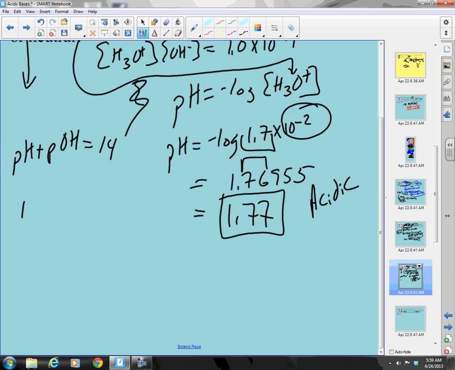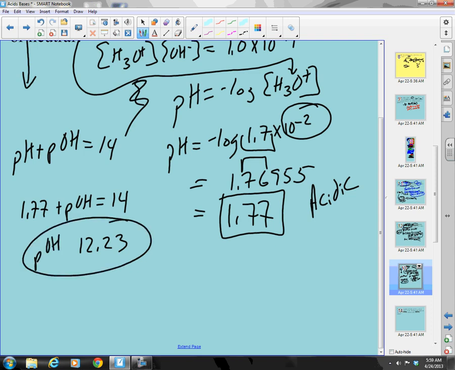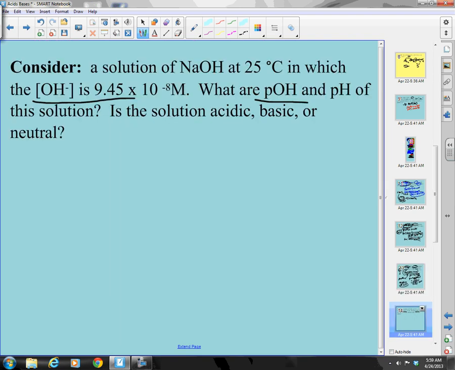So my pH is 1.77, plus pOH equals 14. That looks to me like I get 12.23 for my pOH. Sounds like a winner. Just to make sure, 14 minus 1.77 is 12.23. Notice no units on pH or pOH. Great. Now you guys do this one.